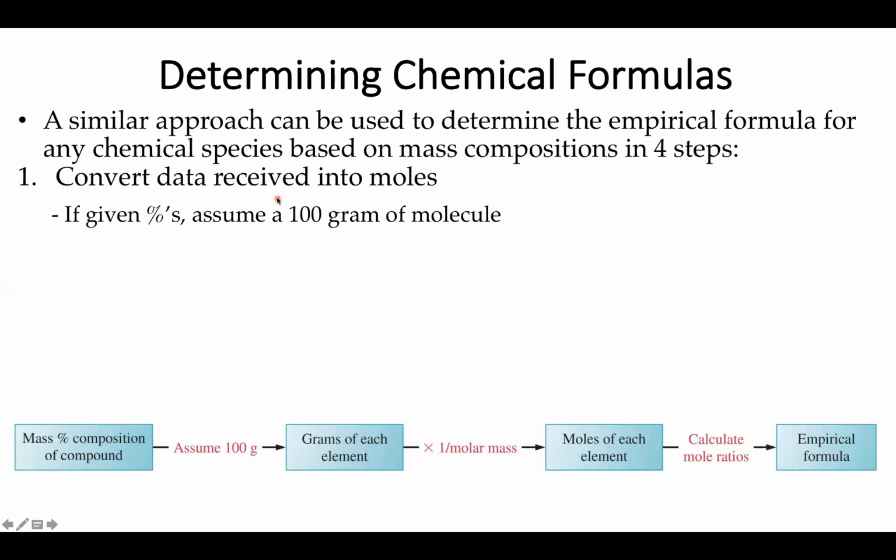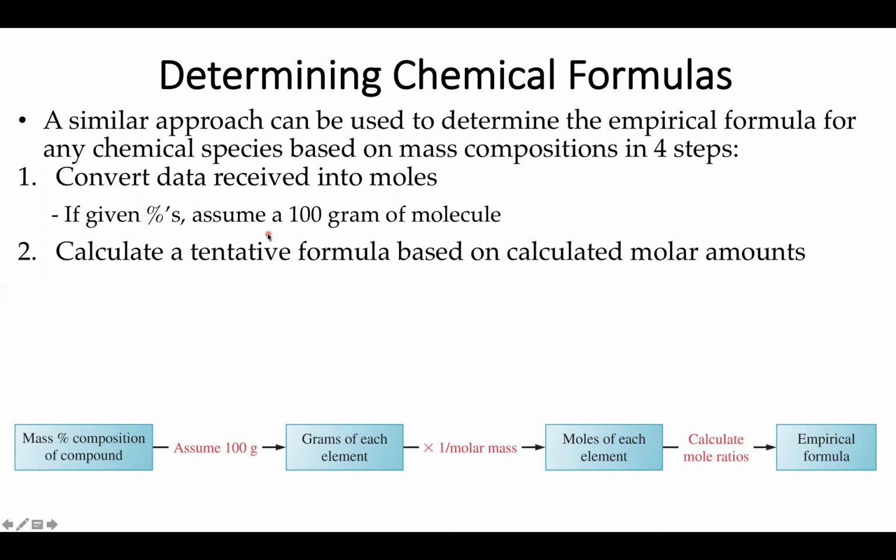The first step is to convert all of the data or masses you have into moles. If you don't have masses and instead you have percent masses, go ahead and use a convention. Assume that we have a total of 100 grams of the molecule of interest. Then, with these individual moles of each species, we can calculate a tentative formula.